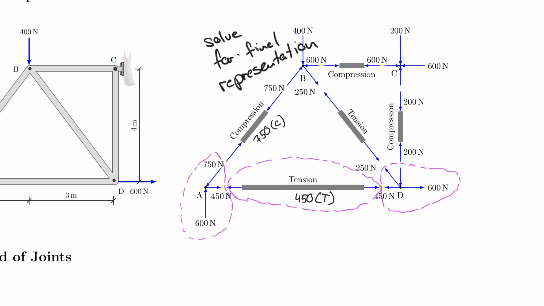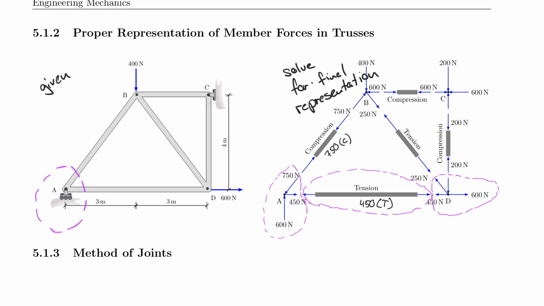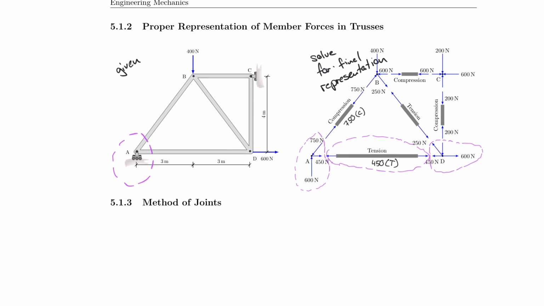But in a bigger picture sense, the goal for you is to draw this picture at the very end to show how the forces act in each member and to identify clearly if it's in compression or in tension. And if it's an external force, either an external force acting on the system or a support reaction, that must be included in the system. All right, now that we know where we want to go, let's look at the actual process of the method of joints.